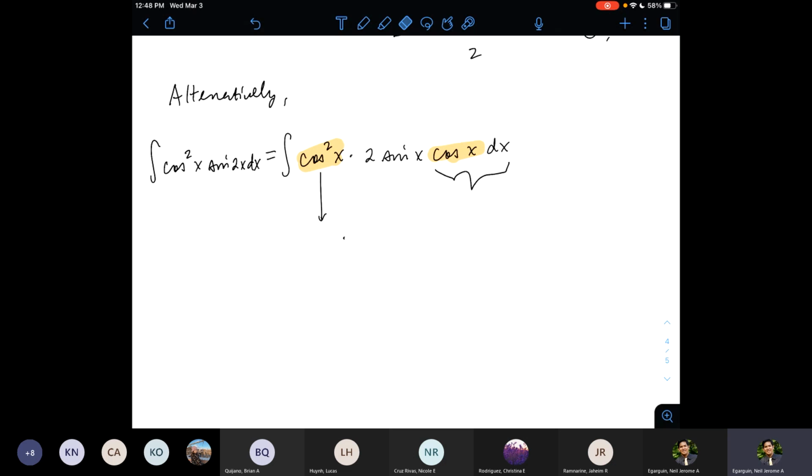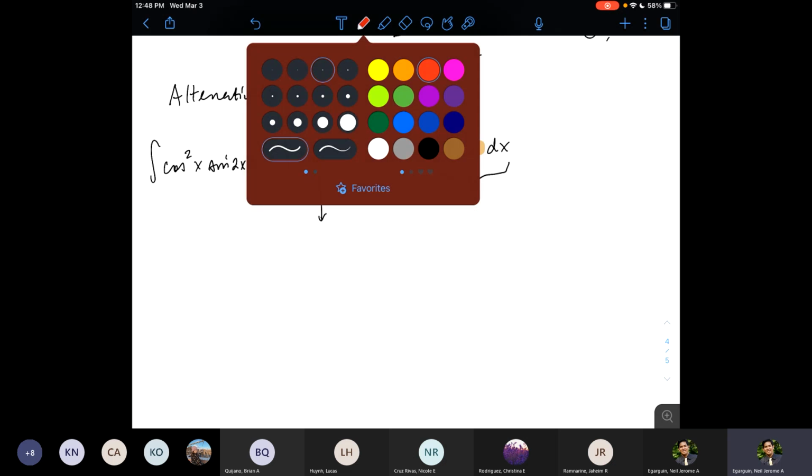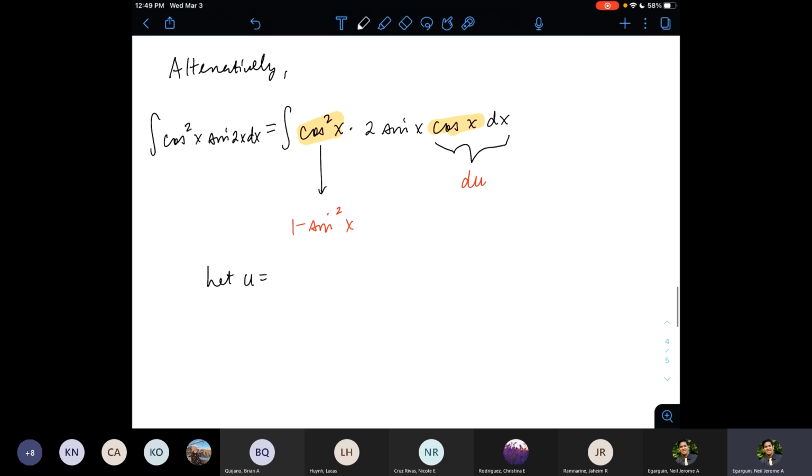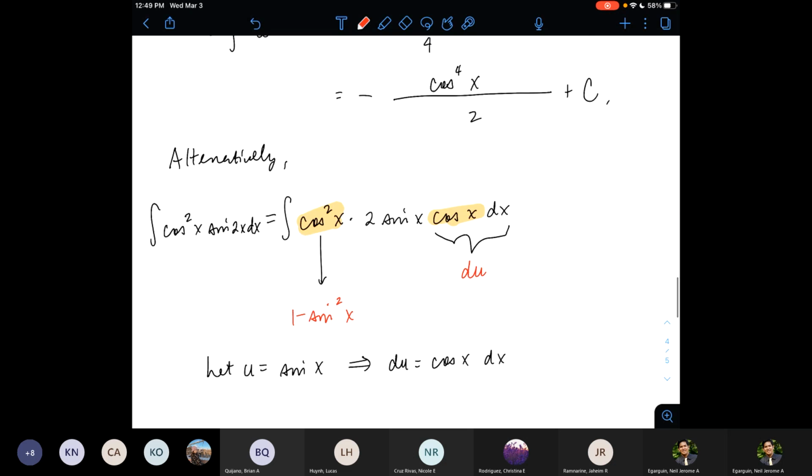I should have used a different color here, hold on, so that you will not be confused about which would be part of the solution and which would be just preliminary analysis. So I will reserve the cosine x to be my du, and then I'll write it using the Pythagorean identity again as 1 minus sine squared x, okay? And I'll do a u substitution here, a bit differently. I will let u be equal to sine x, so that I can use as du the reserved factor cosine x, right?